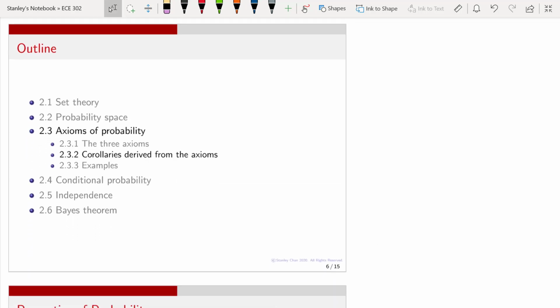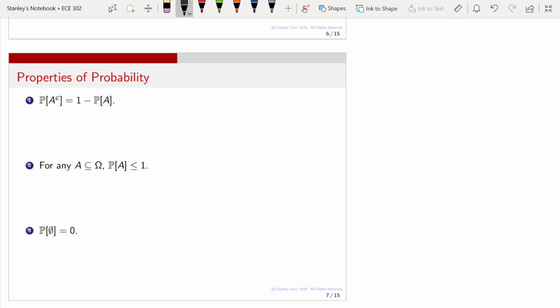Now let us go through a few corollaries that can be derived from these axioms, with the hope that after going through them, we can gain more insight into why these axioms are so important. First of all, we can show that the probability of A complement is just 1 minus the probability of A. Why is this true? You can use the three axioms to show this result. Basically, you look at the probability of A union A complement. Why are you considering that? Don't worry. At least I know that A and A complement are disjoint. They are not overlapping with each other. And so by axiom 3, I can write it as the probability of A plus the probability of A complement.